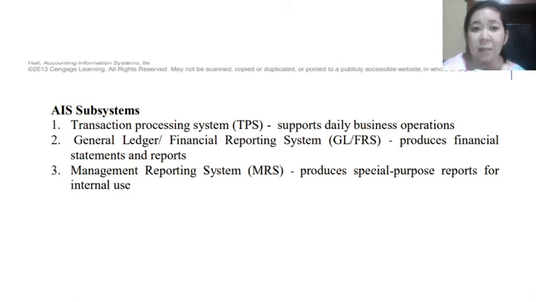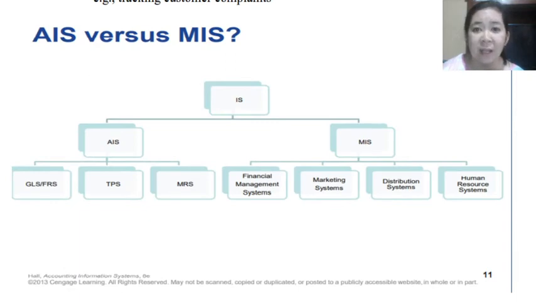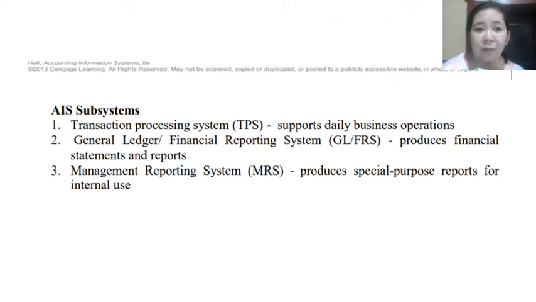So our AIS has subsystems, as illustrated in this illustration. For the AIS, we have what we call the Transaction Processing System. What is TPS? This supports the daily business transactions. Basically, the entity will have a process flow on how to collect the data from the transactions, what documents they use, as well as the internal controls to avoid errors and fraud. Another subsystem of our AIS is the general ledger or financial reporting system. This is already the processing of the transactions into reports. This will produce the financial statements and financial reports that are used by the management for decision making.